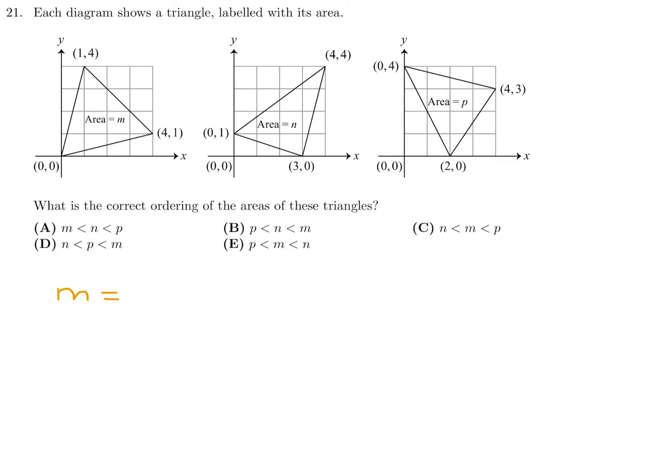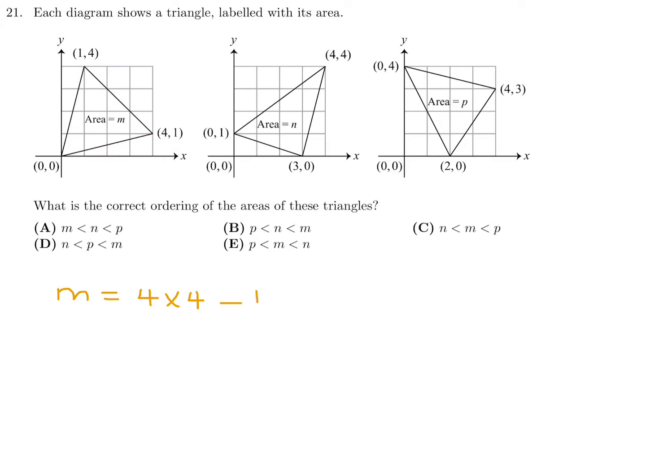The area, of course, will be the area of the full square, which is a 4 by 4 square. And then from that, we have to subtract these smaller triangles. So we have to subtract this one, and this one. And when we do, we will be left with the area of that triangle that they have labeled as M. So let's do that math.